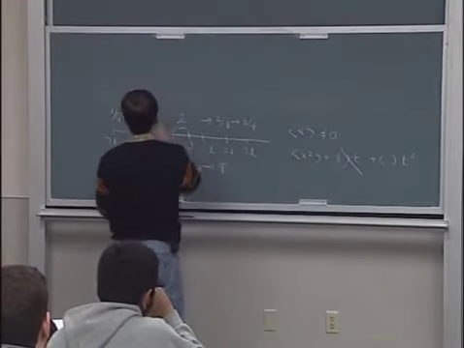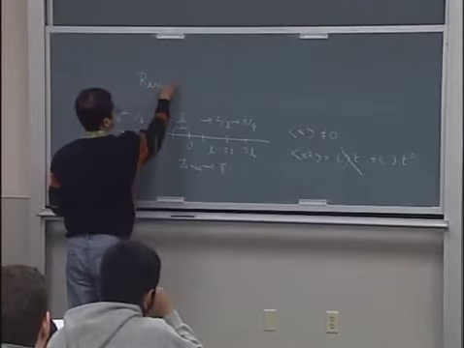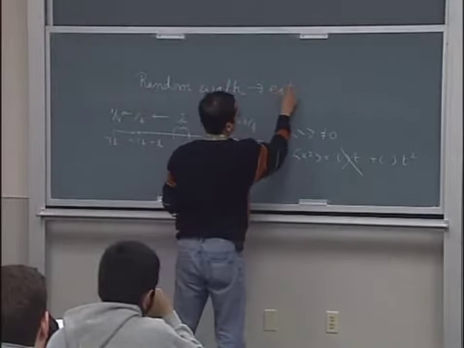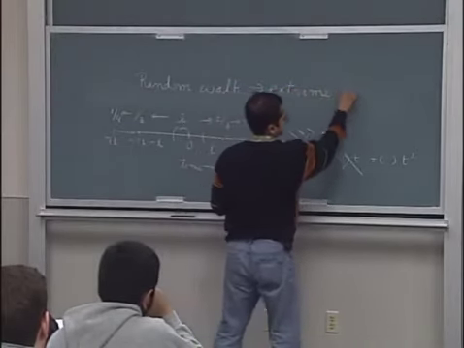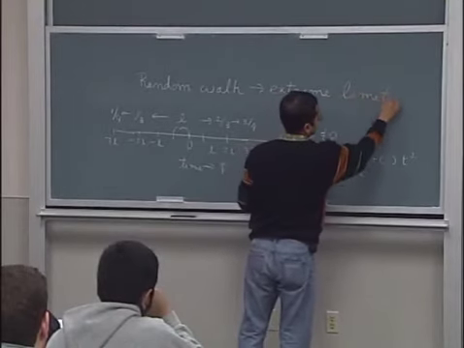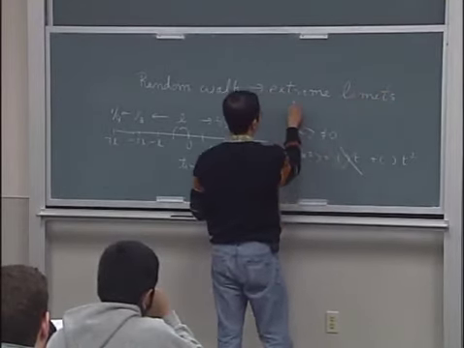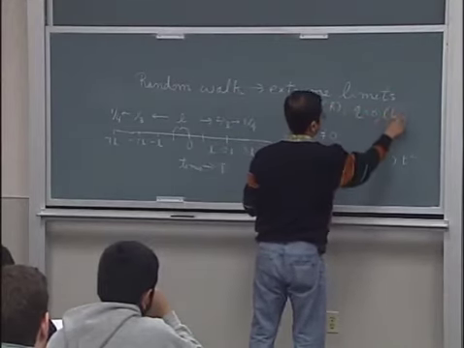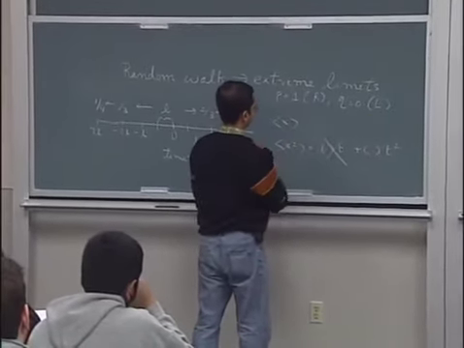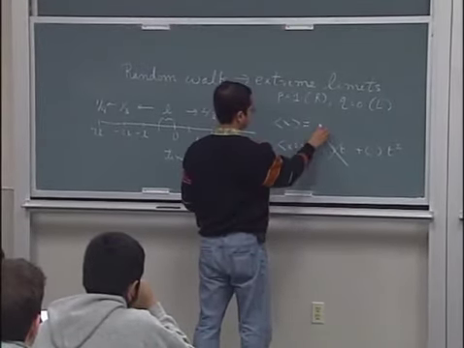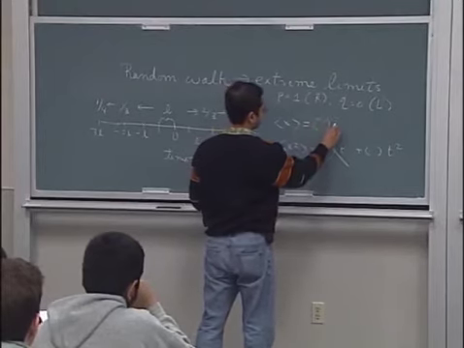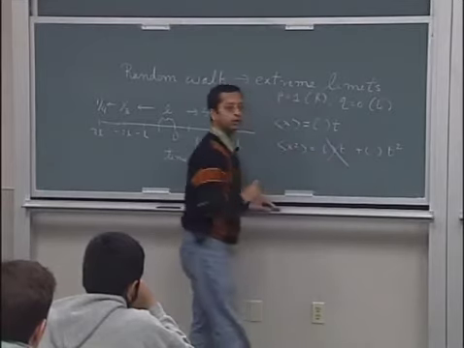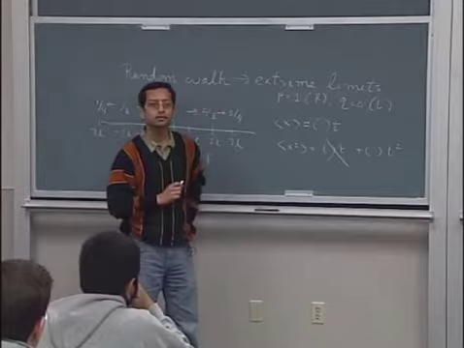So if you consider a random walk with extreme limits, so p equals 1 to go to the right and q equals 0 to go to the left, you are going to see x average is not 0, x average is increasing as some constant times t, and x squared average is going to be some constant times t squared. Does this make sense to you? Yes?